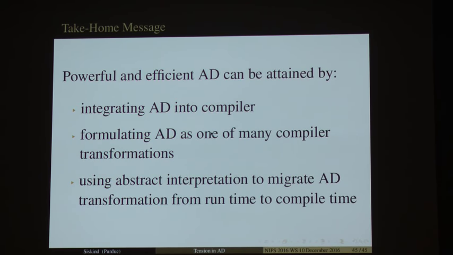And if you do that, you can formulate AD as one of many different compiler transformations that you have to do anyway in order to get efficiency, like the map-reduce example that I showed. And then if you do that, you get essentially what appears to the user as runtime AD, but has the performance of compile time AD through a source-to-source transformation. Thank you.